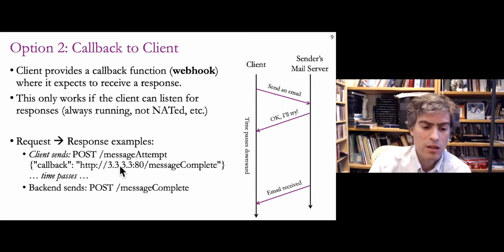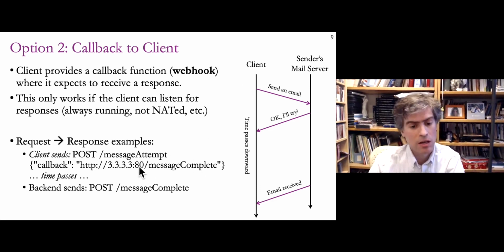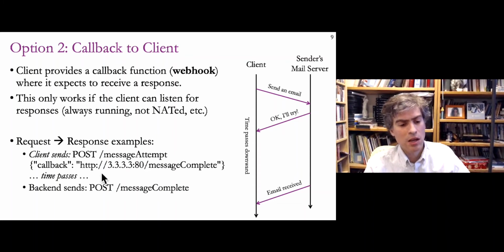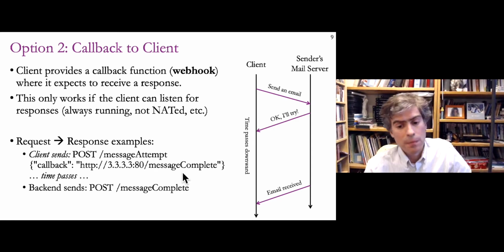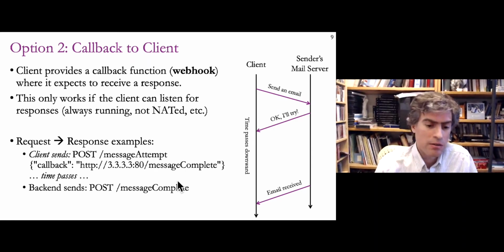And so it's saying, okay, you can contact me when you're done. Here is how you can contact me, by making a web request to this URL. And I will listen for it and get your response that way, right? So then the backend sends a request, in this case a POST, to the message complete URL path, which was specified in the callback.